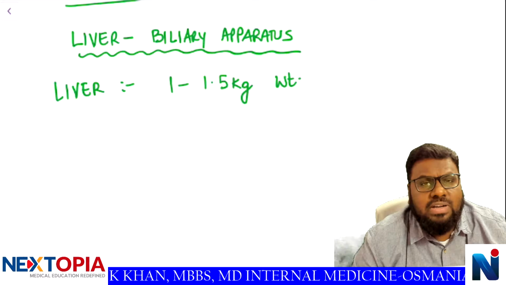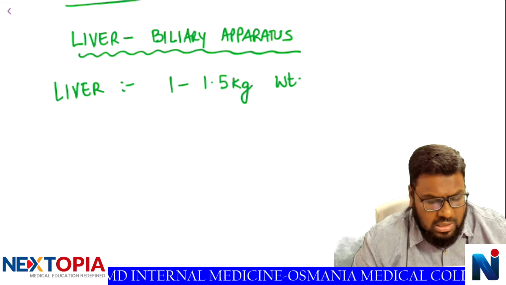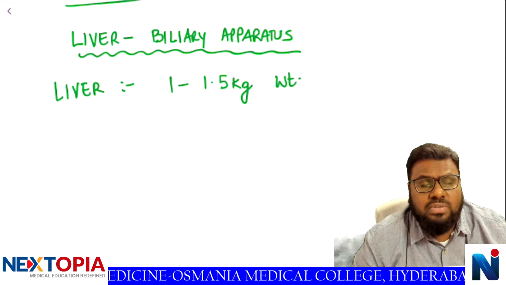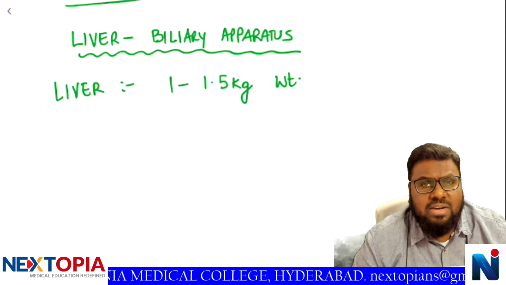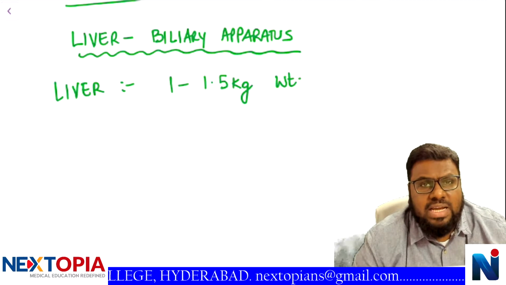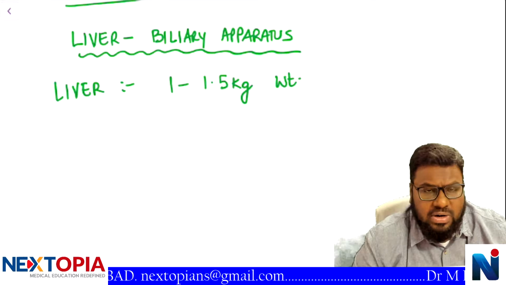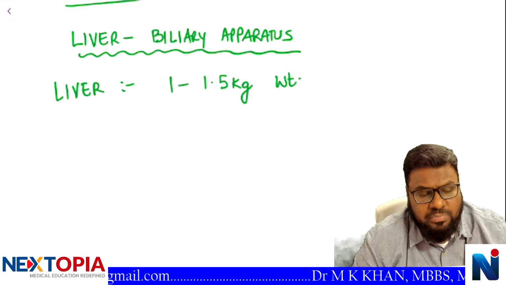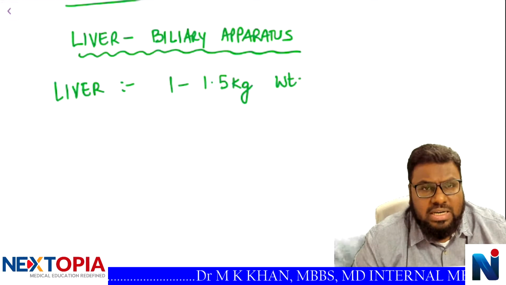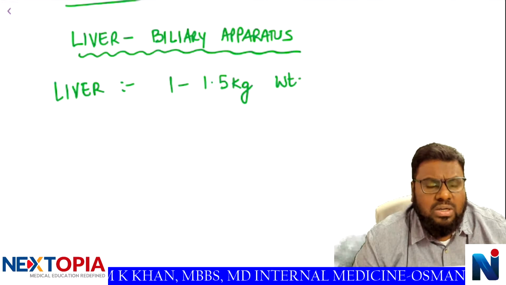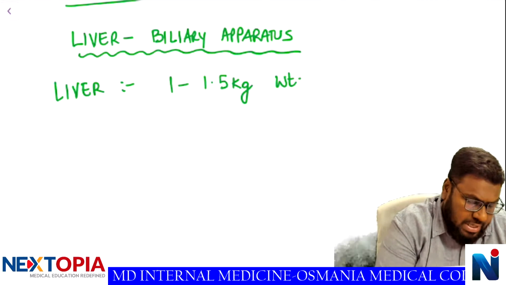The formation of the liver is at the level of the terminal portion of the foregut. We all know that the terminal portion of the foregut gives rise to the upper half of the second part of the duodenum. So the terminal portion of the foregut is responsible for a small growth that is formed. We call it hepatic bud.